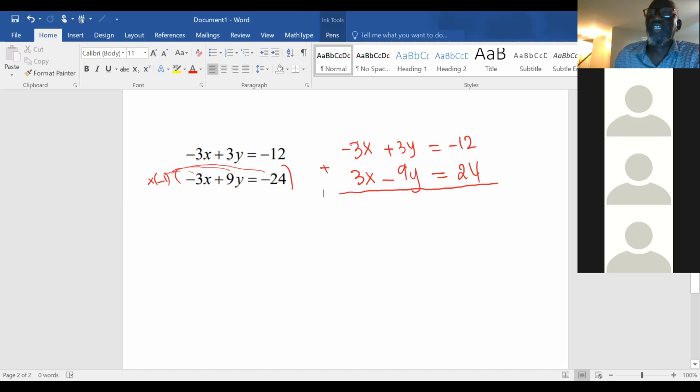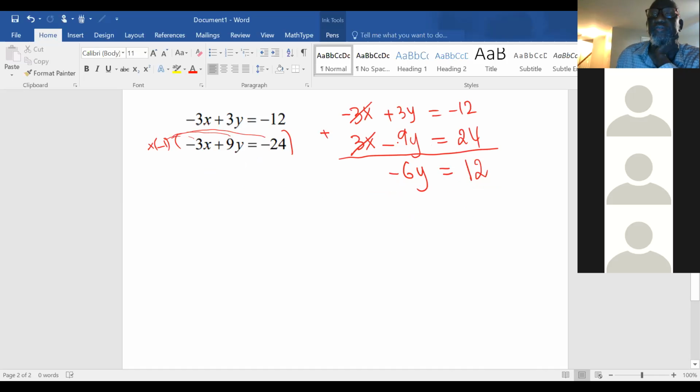Can somebody else proceed from here? From there I canceled out the negative 3x and positive 3x. And then I added 3 plus negative 9y and got negative 6y, equal to 12, which is negative 12 plus 24. Then I divided negative 6y by negative 6 and 12 by negative 6. That is absolutely correct. So y equals negative 2.